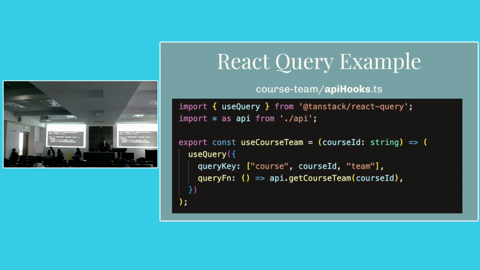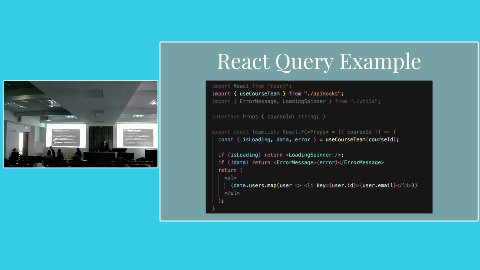One is a function, so we just pass in the getCourseTeam API method that we just saw. And the second is a query key. And the query key is just an array of strings that uniquely identifies this piece of data that we're fetching. So different courses have different teams. We just have to make sure the course ID is somewhere in the query key. And that way it knows that the team for this course is different than the team for that course. And those are two separate pieces of data that we fetch from the server.